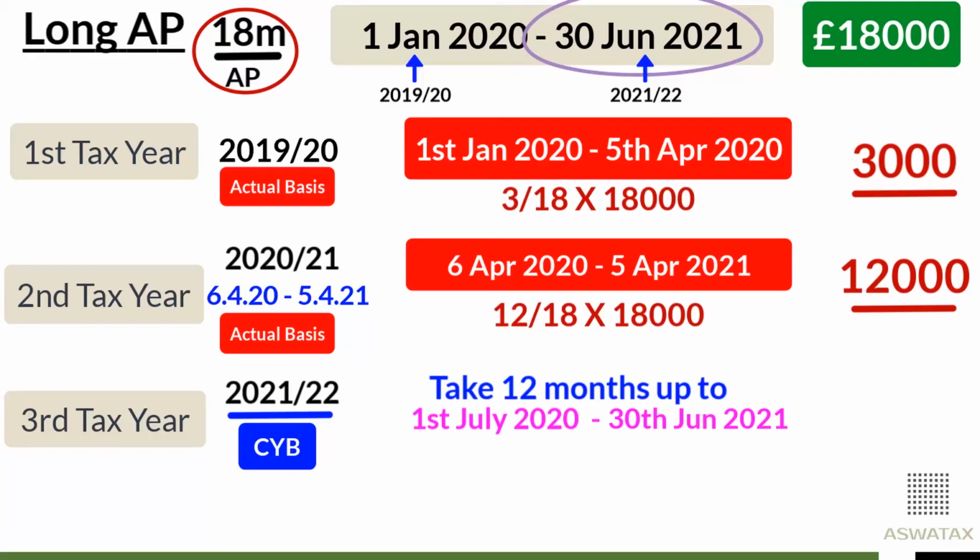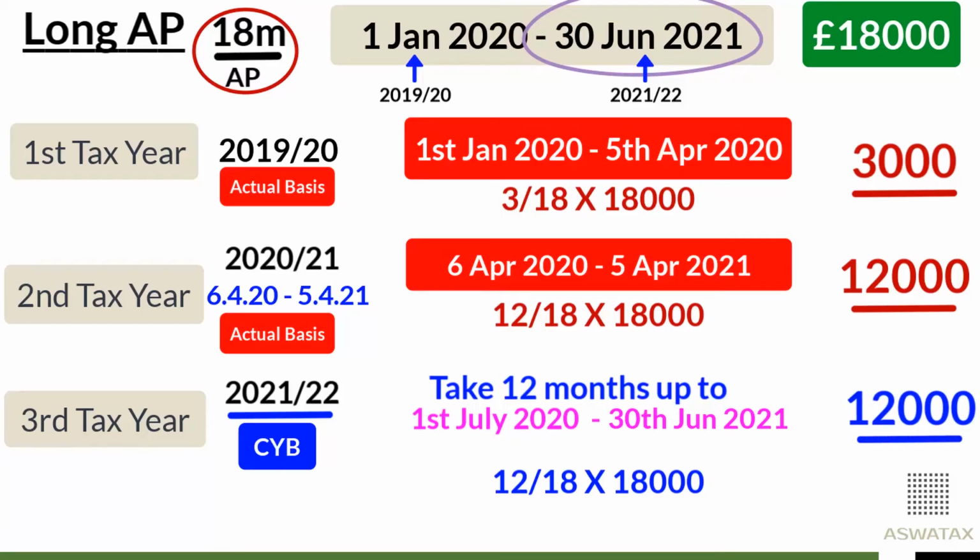A lot of students ask me, where did this 1st July come from? It's simply looking back 12 months from 30th June 2021. You look back 12 months, the 12 months would have started on 1st of July 2020. Again, we have 12 months, right? At £18,000, taxable assessable profits are £12,000.